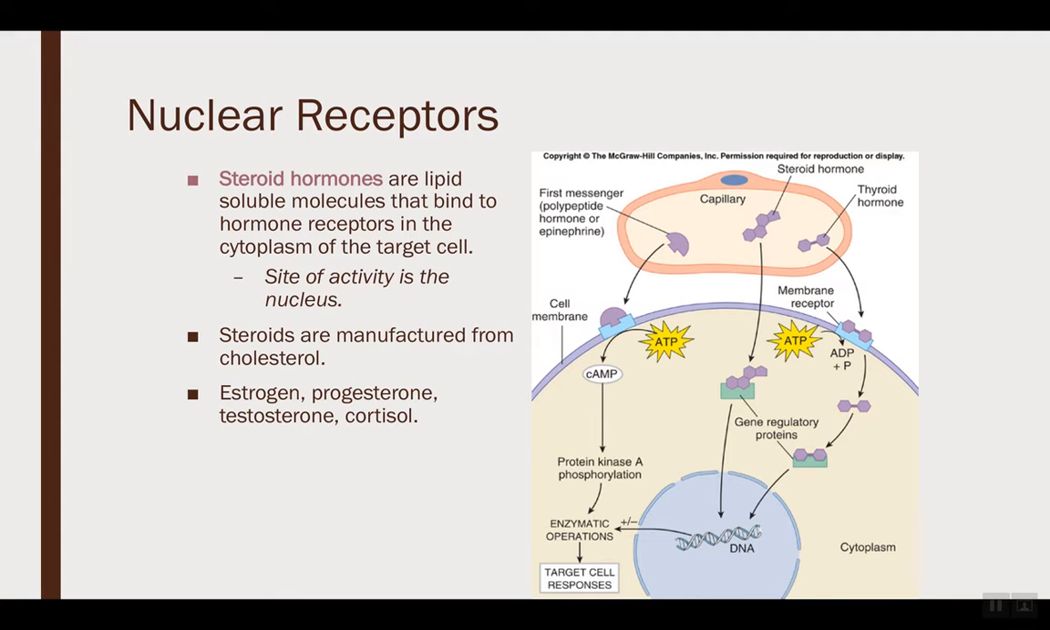Some examples of steroid hormones would be estrogen, progesterone, testosterone, cortisol. So all of the things that control sexual development and the menstrual cycle, they are all made from cholesterol, they are all steroid hormones.